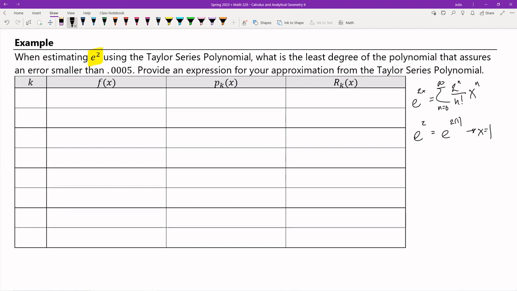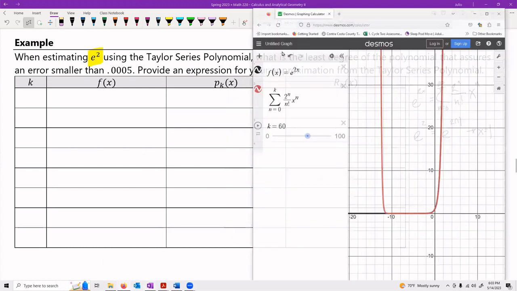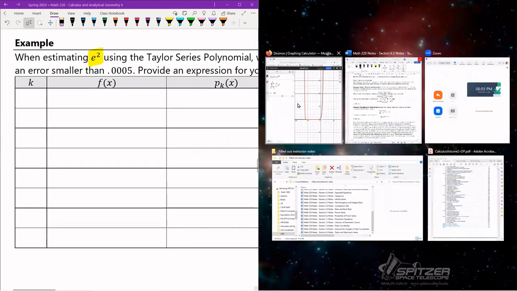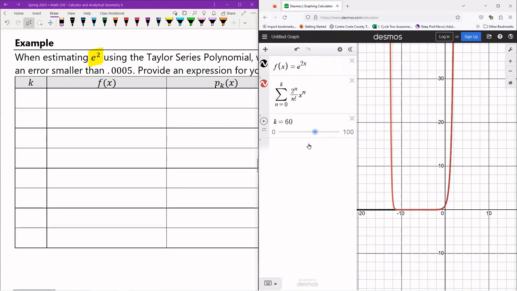Okay, so now I'm going to go back to Desmos, and please use Desmos. Please, please, please use Desmos. It'll make the computations that much faster for you to do, okay? Now, my f of x is going to be the same for all of these, right?